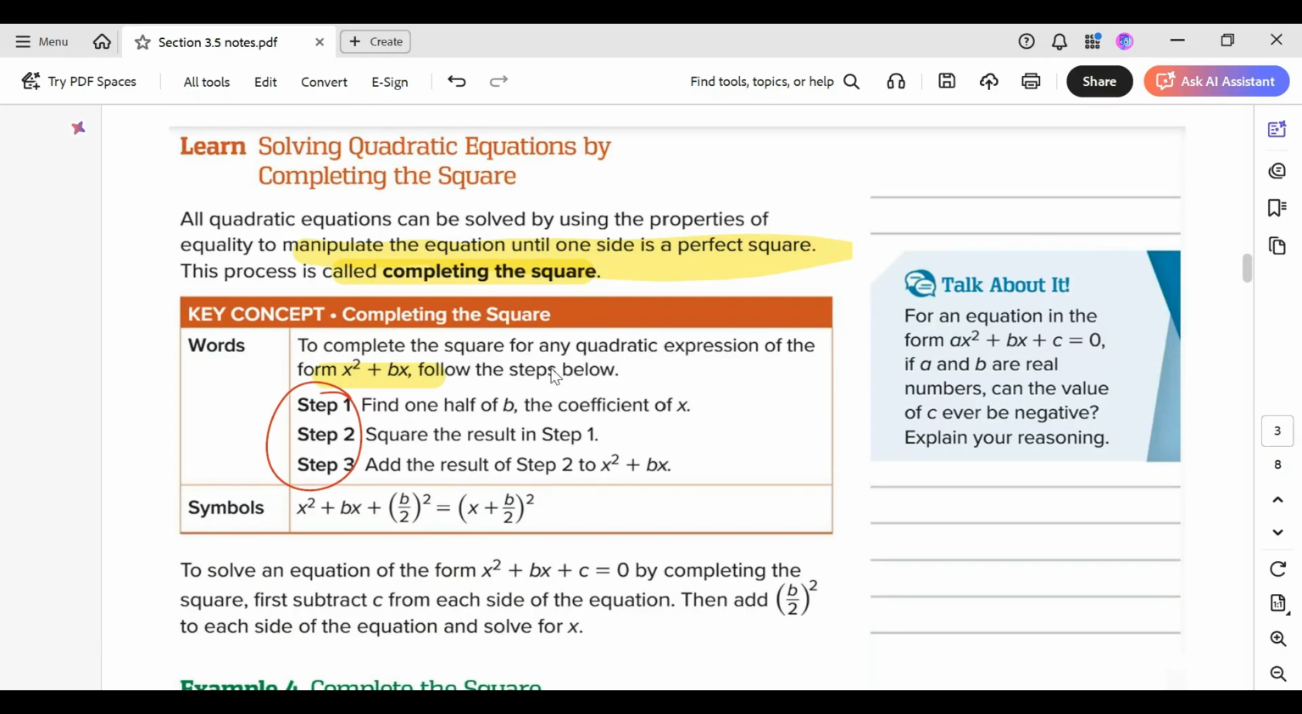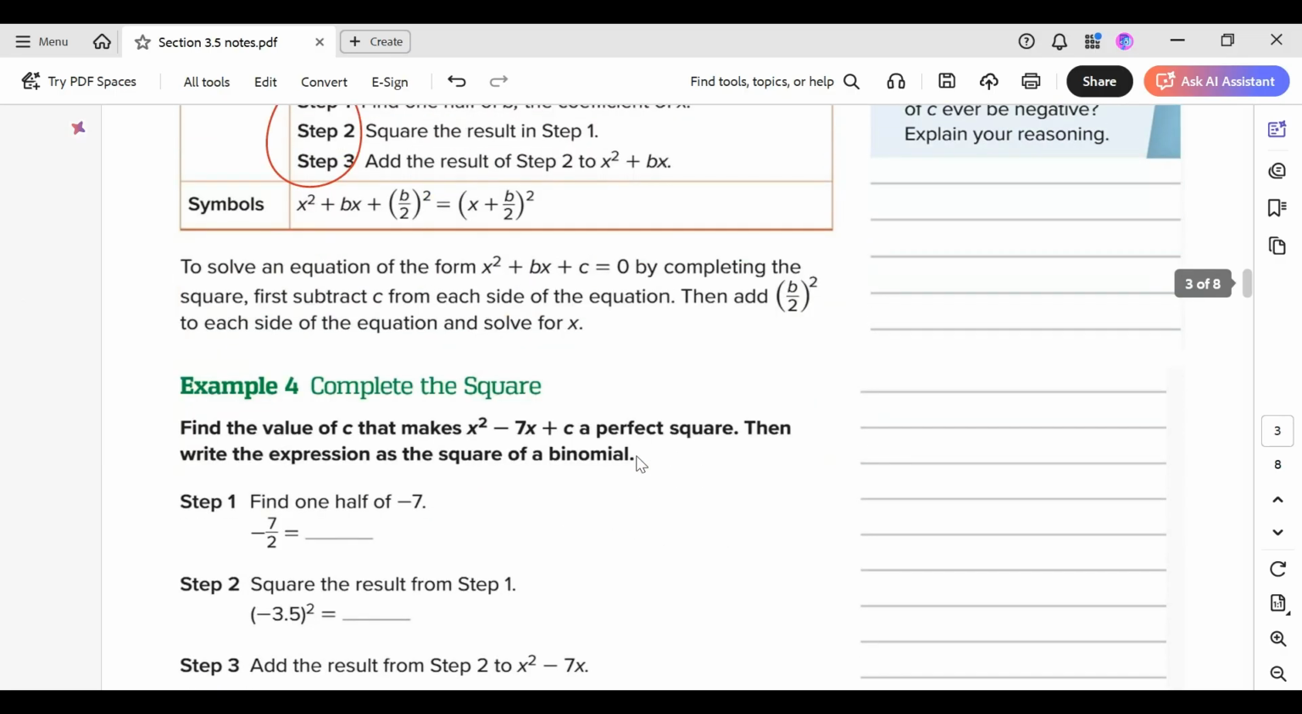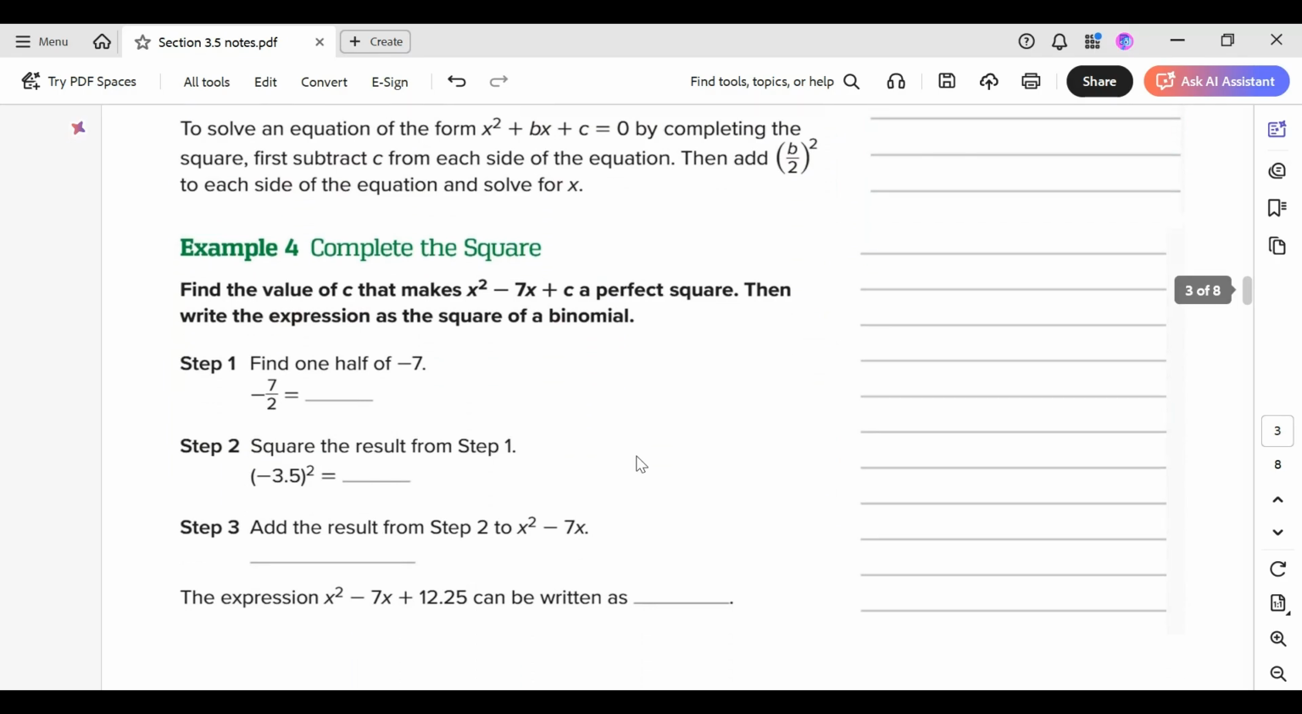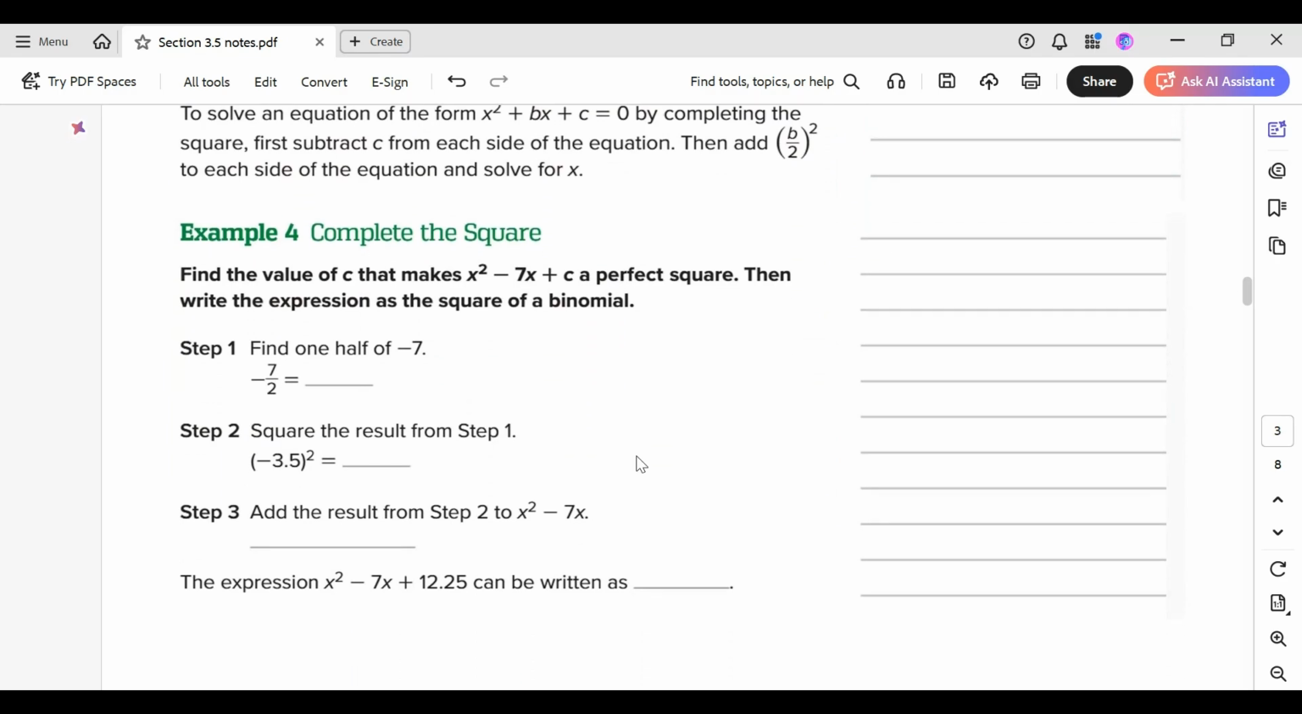So in order to do that, we are going to go through a problem. It says in example 4, complete the square. Find the value of c that makes x squared minus cx plus c a perfect square.